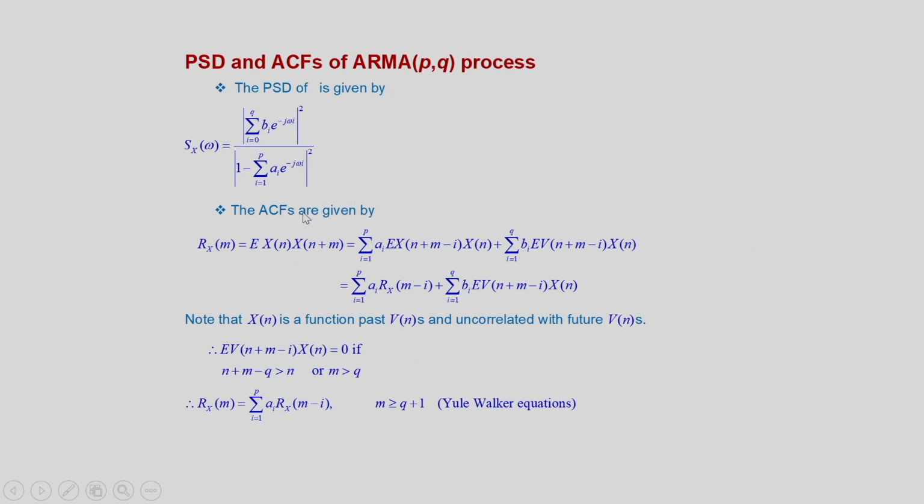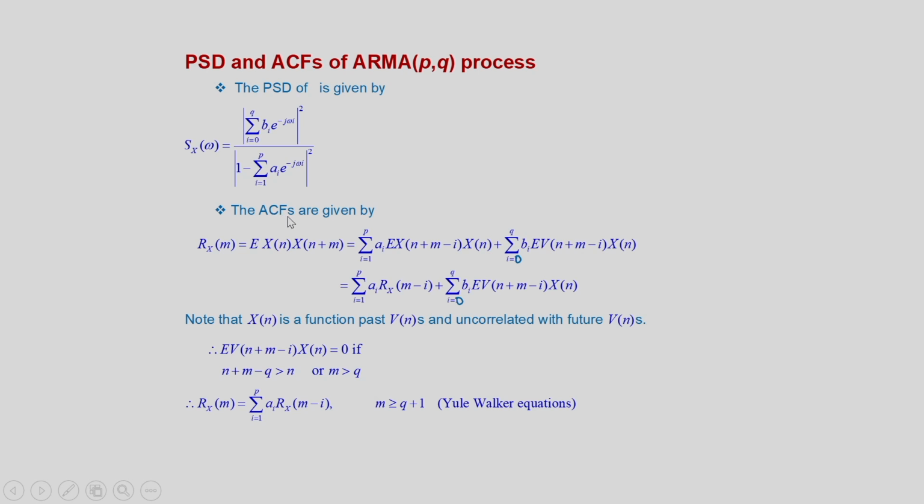The ACF of the ARMA(p,q) process is given by R_x[m]. By definition, it is equal to E of x[n] into x[n plus m]. Now, we will write x[n plus m] in terms of the difference equation model. So, we will have the summation i going from 1 to p of a_i x[n plus m minus i], plus the b_i terms.